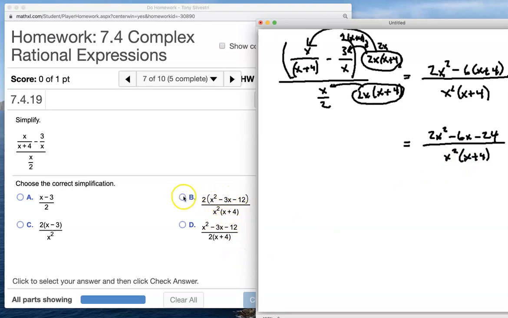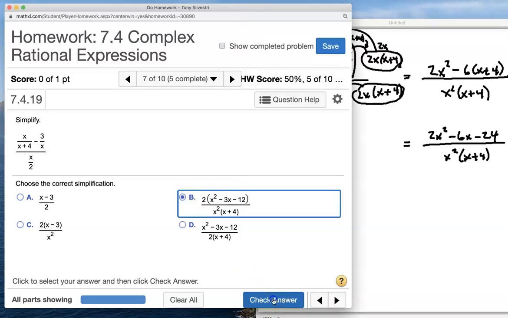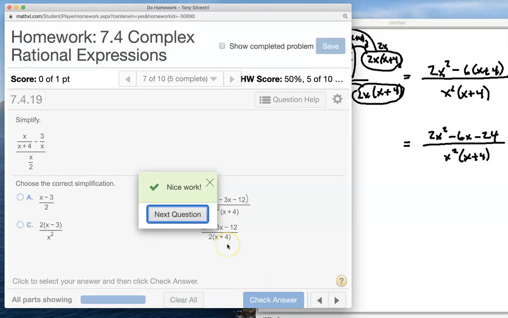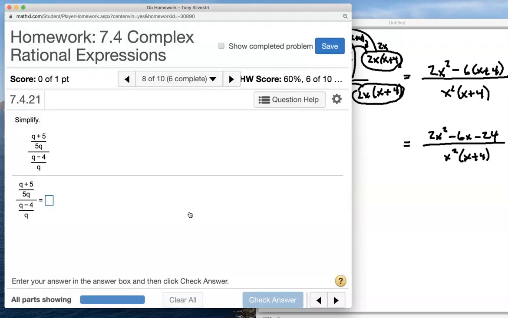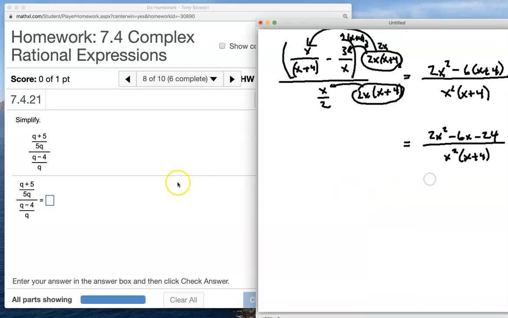And I think this is the answer, because if I pull out a 2, because these are all even numbers, I'm left with x squared, divide 2 into 6, I get 3, 2 into 24, I get 12. The signs look good. I'm going to go with B. Check your answer. There you go. Only 3 more in this homework. Not too bad.